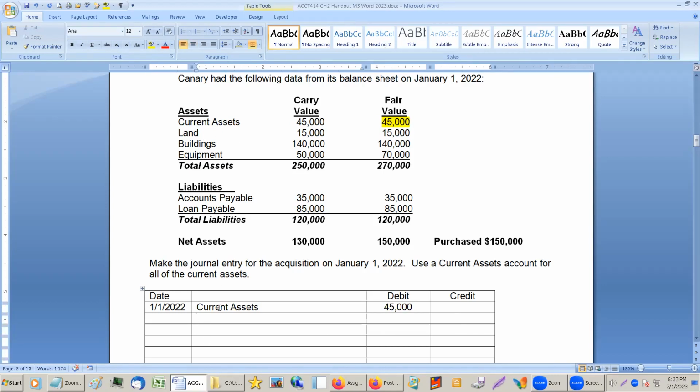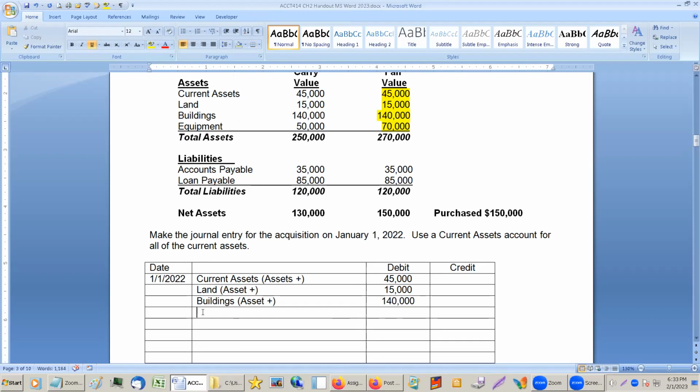Land, same thing. Assets going up. Building is going up. So you kind of see it's almost like we're just buying a bunch of assets, really, is what it's doing. We're also going to take their liabilities, and equipment.